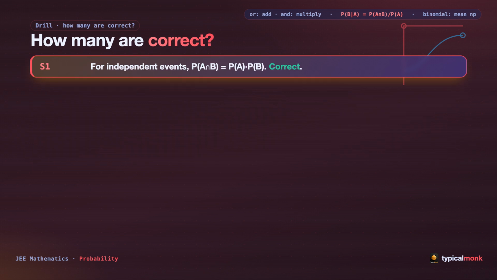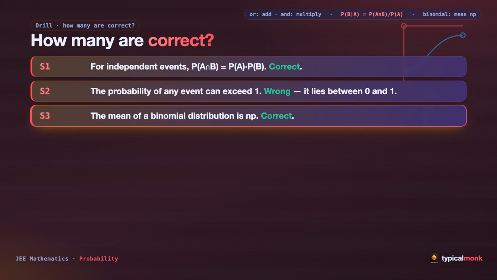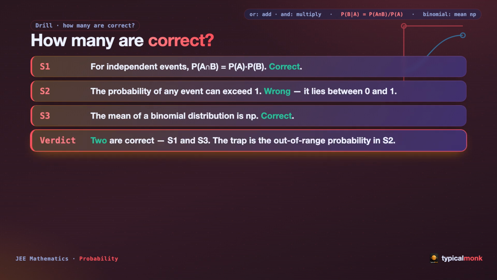Now, how many of these statements are correct? Statement 1. For independent events, P of A intersection B equals P of A times P of B. Correct. Statement 2. The probability of any event can exceed 1. Wrong. A probability always lies between 0 and 1. Statement 3. The mean of a binomial distribution is np. Correct. So the answer is 2 are correct. Statements 1 and 3. The trap is the out-of-range probability in statement 2.